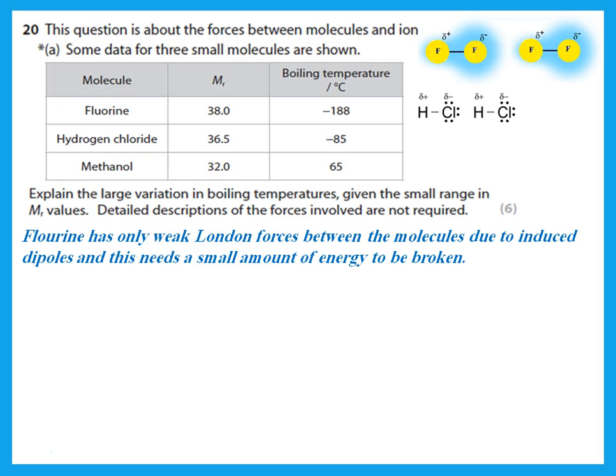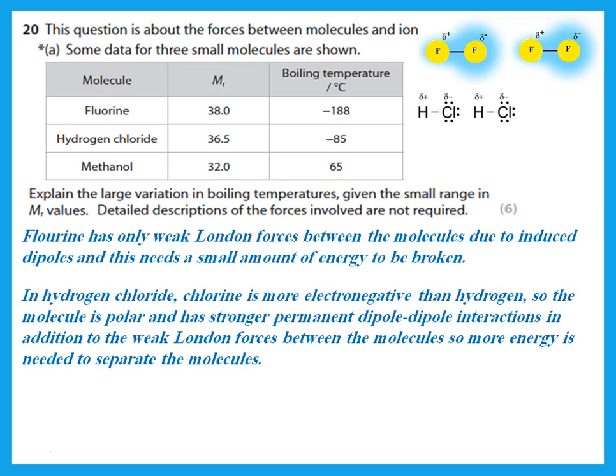But if we look at HCl, well, HCl is different. In HCl, chlorine is more electronegative than hydrogen. So we already have a permanent dipole-dipole interaction because the molecule is polar. And this is a stronger interaction than the weak London forces. So more energy is needed to separate these molecules in HCl.